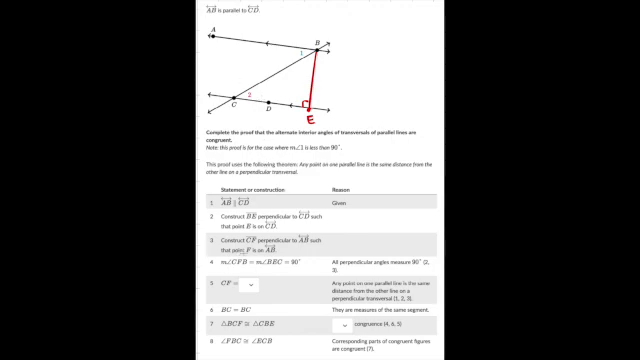And then step 3, we're going to do something similar, construct CF perpendicular to AB. So we want a perpendicular line from point C to the line AB. So I'll make that a different color. And we're going to just call that point F. Okay, just according to the directions in step 3. And that is perpendicular, so it's a right angle.